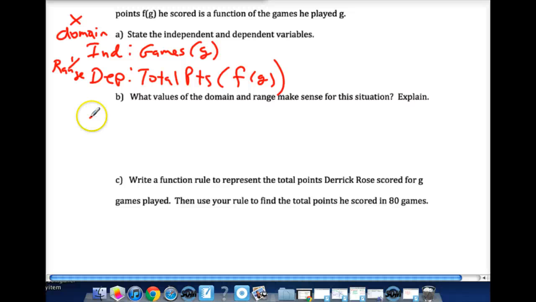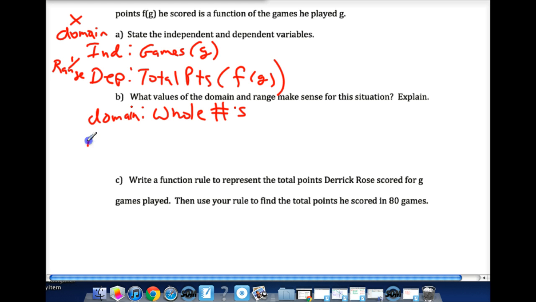So, the domain would be basically your whole numbers again. I mean, technically he could play half a game, but when you're talking about the season, if he plays 50 games, he played in 50 games, whether it's half of them, all of them, a quarter, or 3/4, whatever.